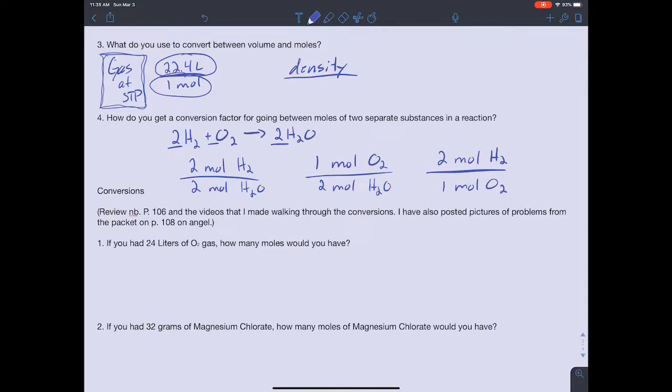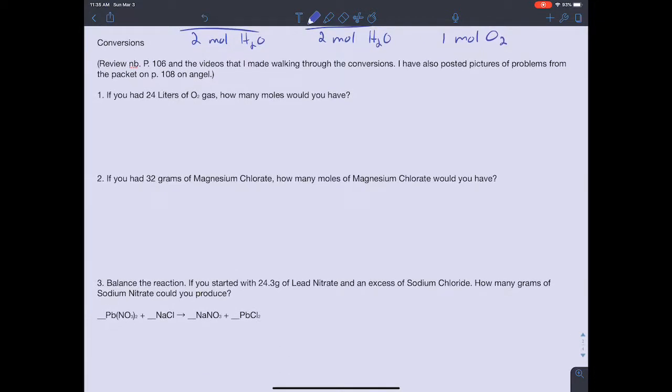Okay? So I have 3 things in this reaction, H2, O2, and H2O. These are 3 conversion factors that allow me to go between the moles of those things in the reaction. So it's just the coefficients. Okay, it is the coefficients in a reaction that allow you to go between moles, because those coefficients represent how many moles you have to go between these things. Okay, so let's go on to conversions.